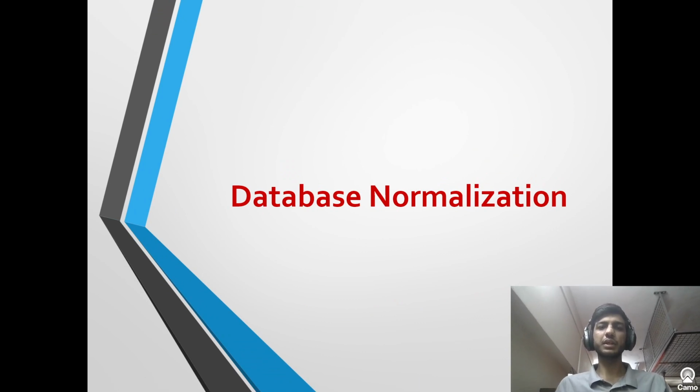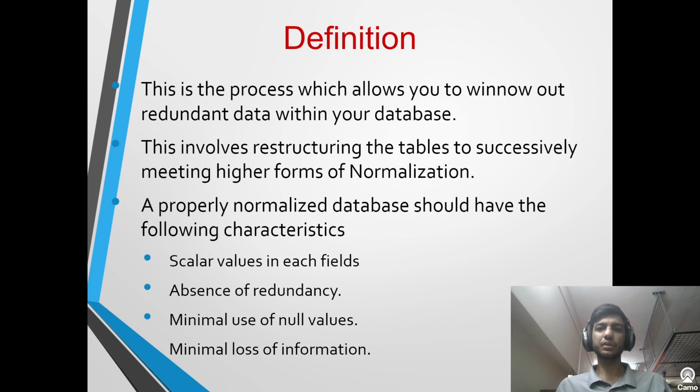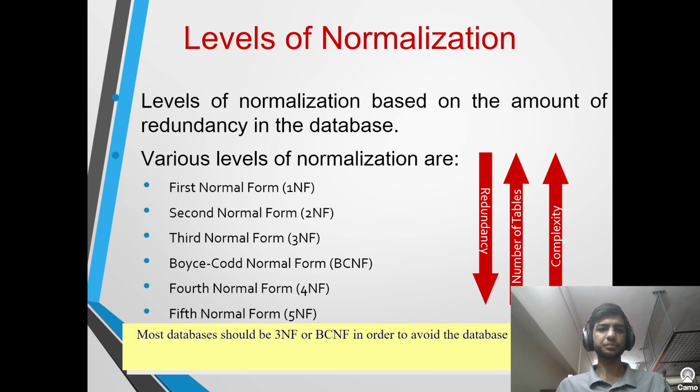Today I am going to explain the topic of database normalization. This is the process which allows you to winnow out the redundant data from your database. This involves restructuring the tables to successfully meet higher forms of normalization. A properly normalized database should have the following characteristics: scalar values in each field, absence of redundancy, minimal use of null values, minimal loss of information.